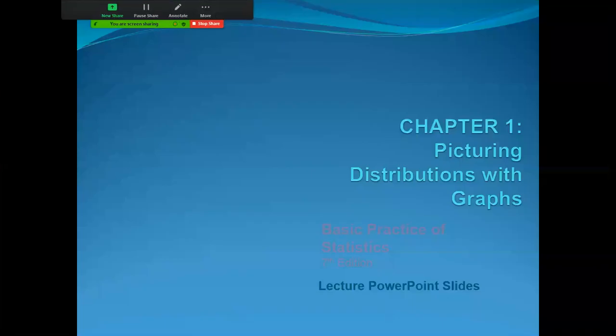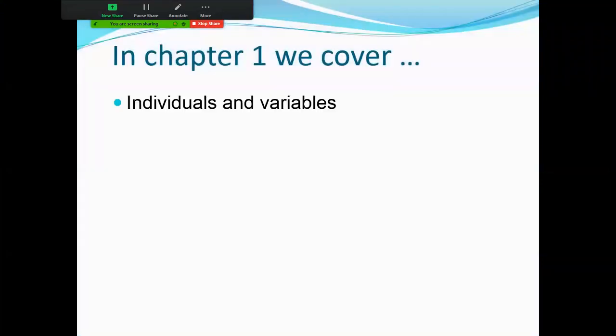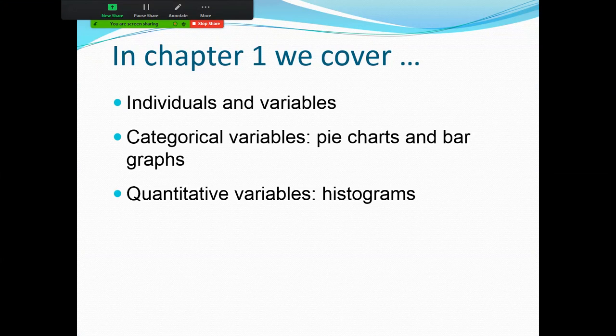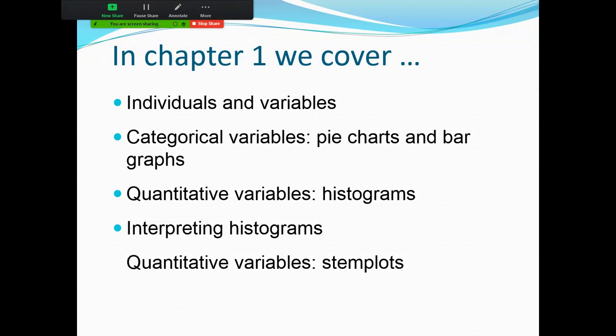Chapter 1, Picturing Distributions with Graphs. In Chapter 1, we cover individuals and variables. Categorical variables will be shown in pie charts and bar graphs. Quantitative variables are shown in histograms. Interpreting histograms and quantitative variables using stem plots and time plots.